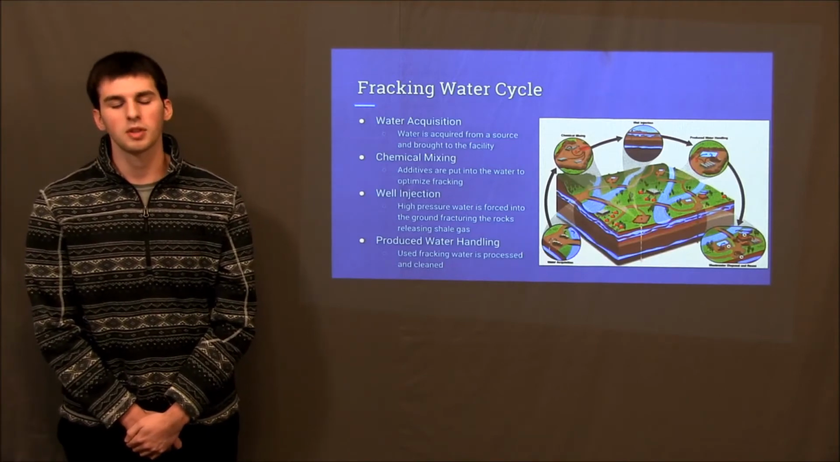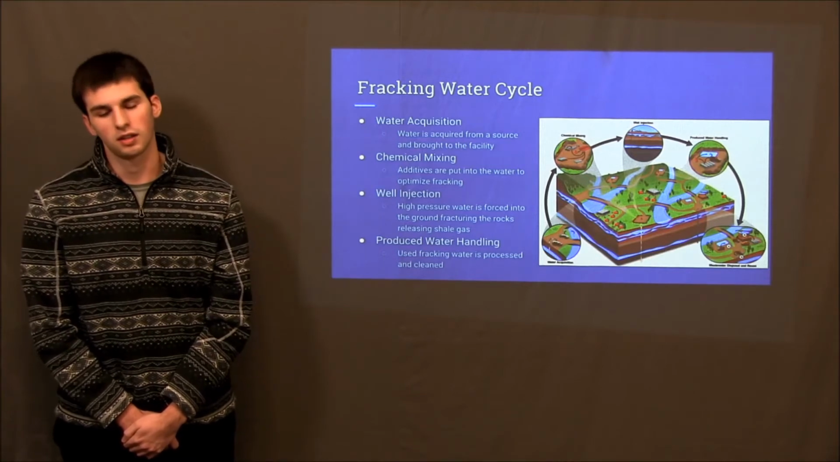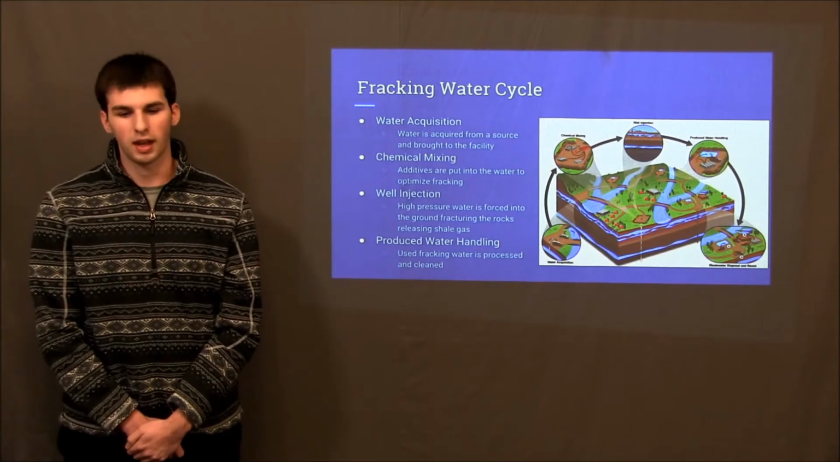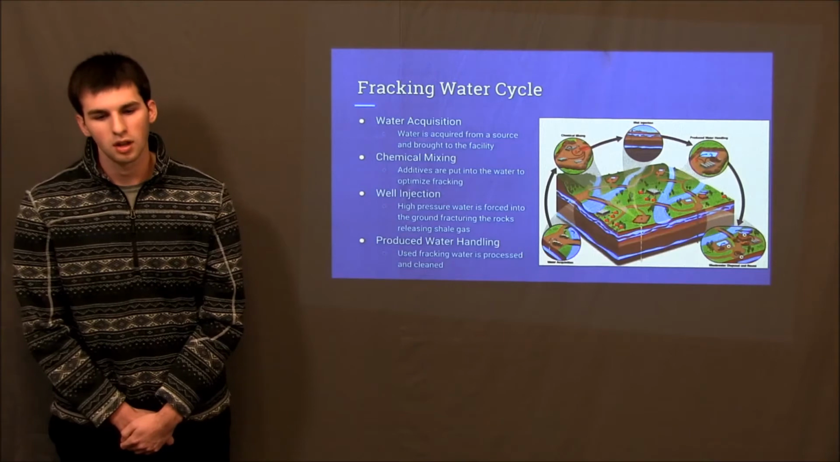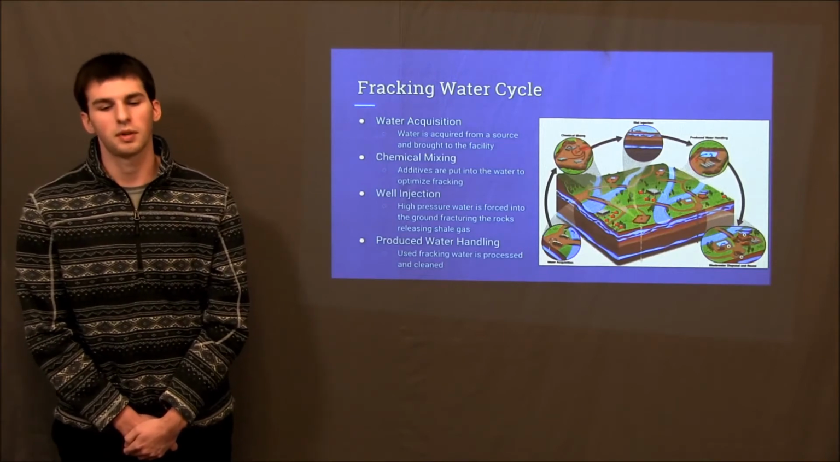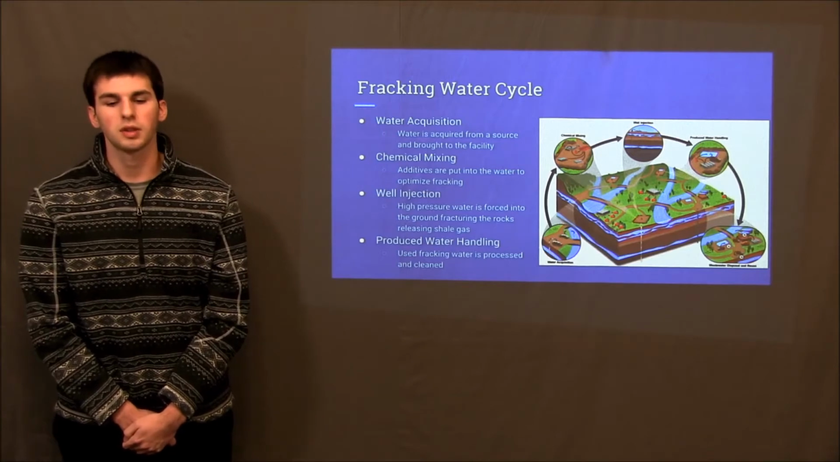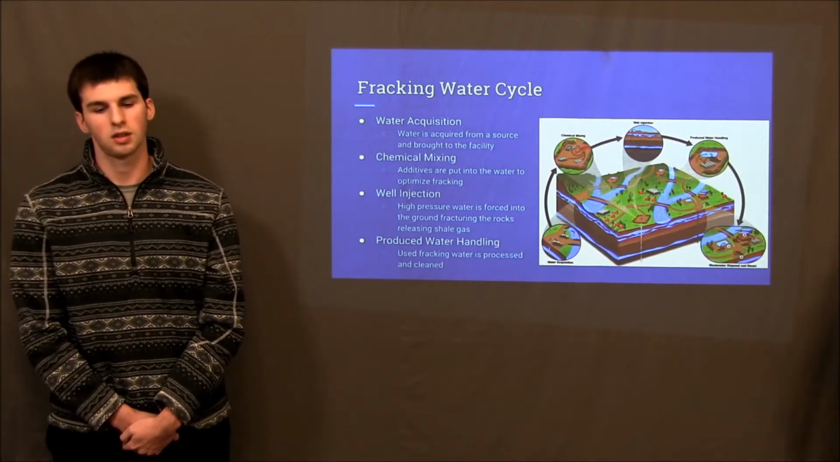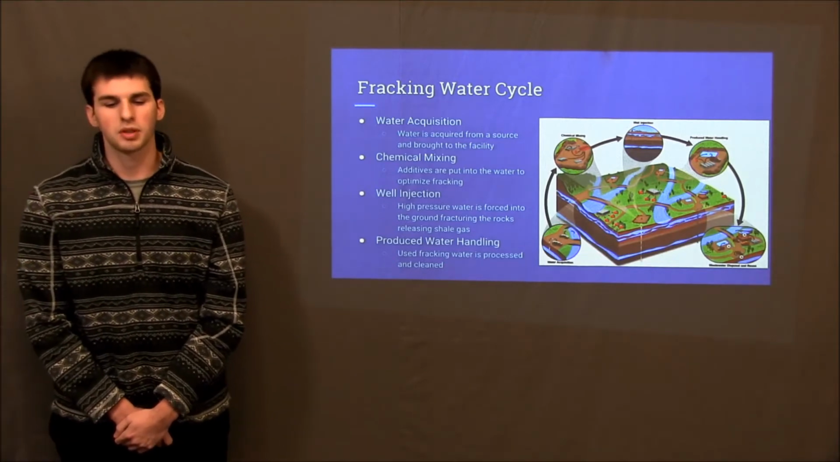Second step is chemical mixing. Additives are put into the water to optimize fracking. These components can be biocides or proppants, and they reduce friction and make extraction easier. These can also be a little toxic, which is why we have to handle them carefully. The third step is well injection. This is when high pressure water is forced into the ground, fracturing the rocks and releasing shale gas, which we talked about more later too. The fourth step is produced water handling.